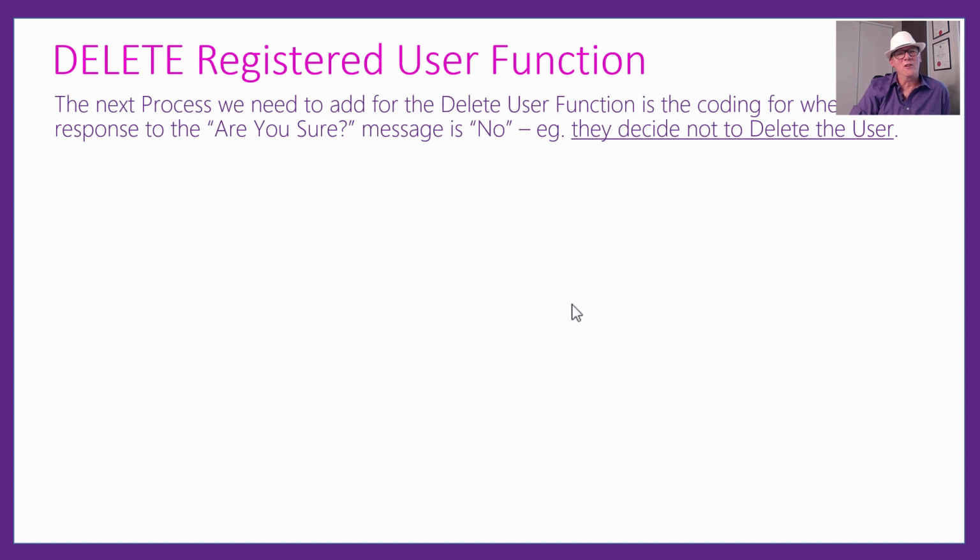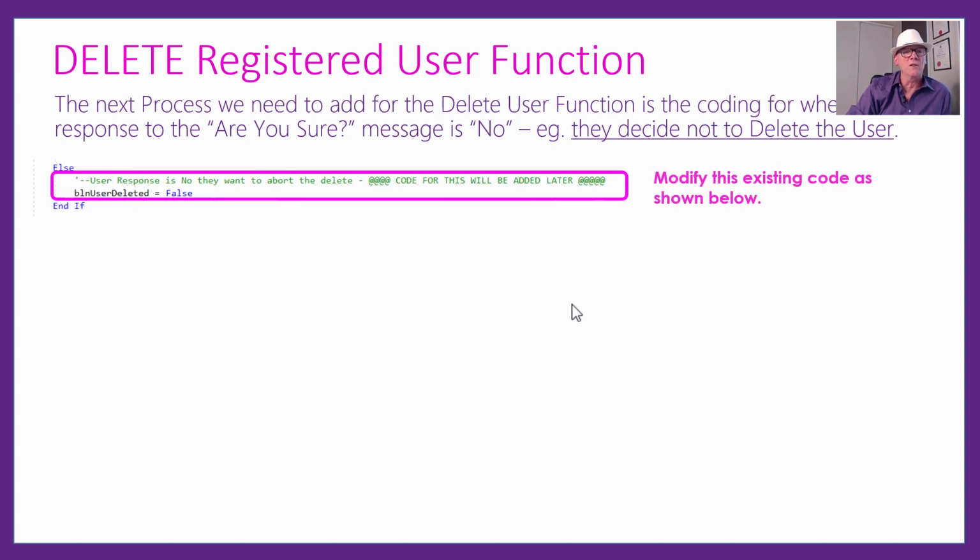So what we need to do now is take care of the "are you sure" if they happen to say no. So we've been looking at when they clicked the red X, and when the "are you sure" message came up, they said, yep, let's go for it. And those are all the steps we needed to actually delete someone. Now we need to look at what happens if they say no, we've decided not to delete the user.